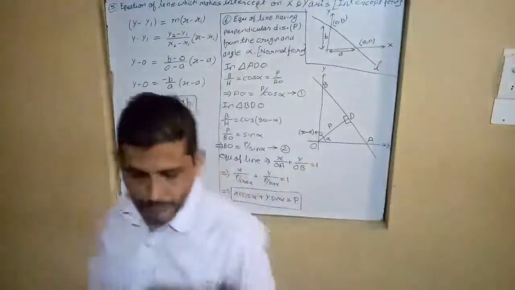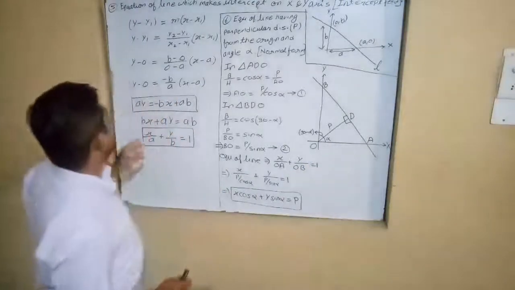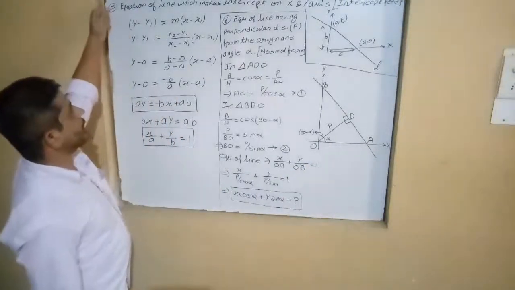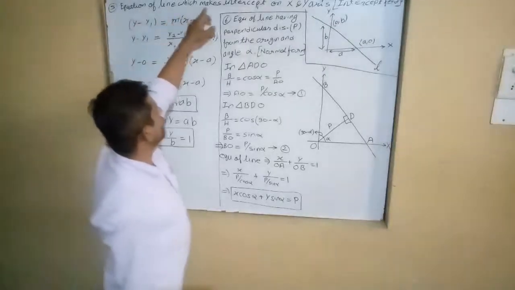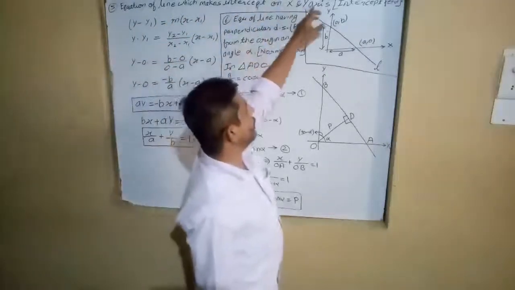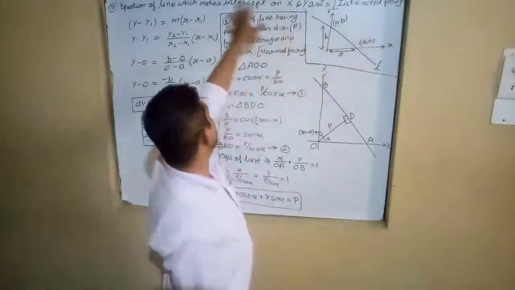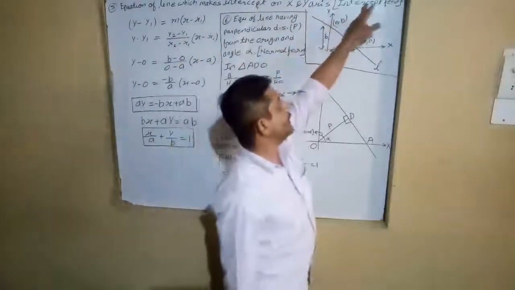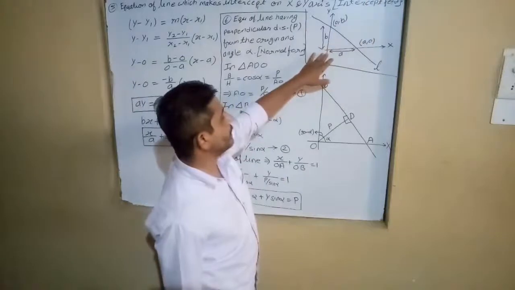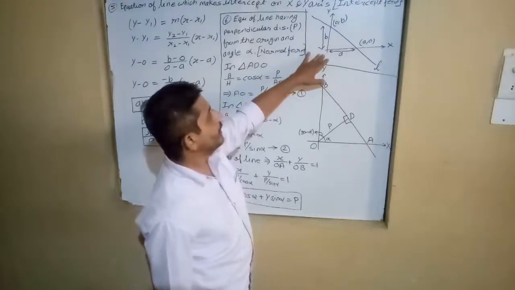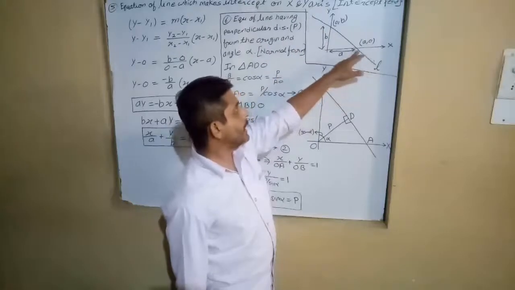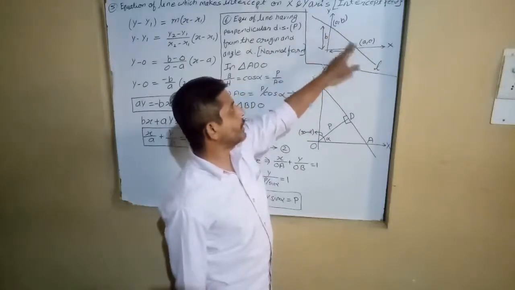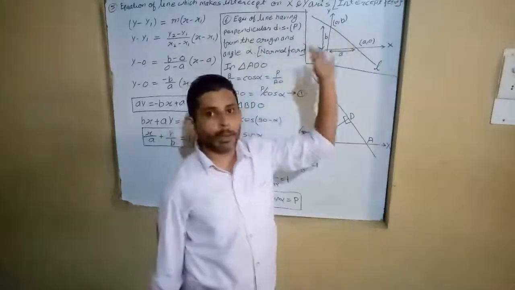Okay students, now look at here, the next type of equation of line. Look at here, the equation of a line which makes intercepts on the x and y axes, and this form is called intercept form. So you can see in this diagram a line L makes a intercept and b intercept on the x and y axes respectively.